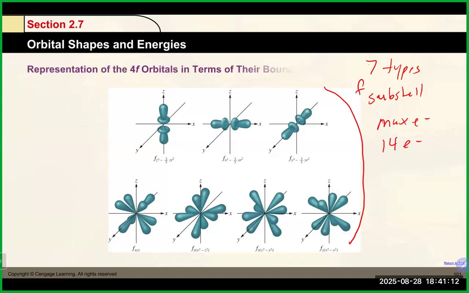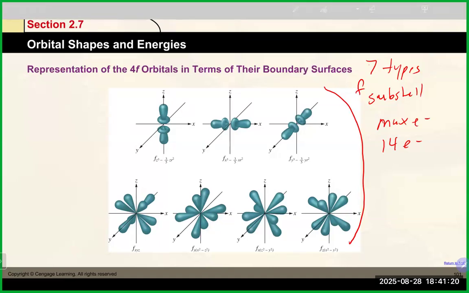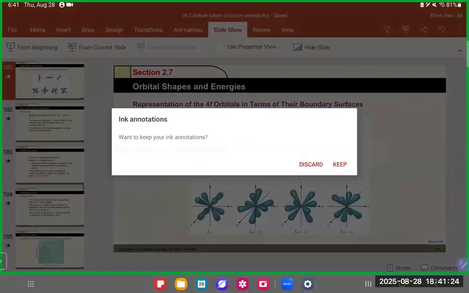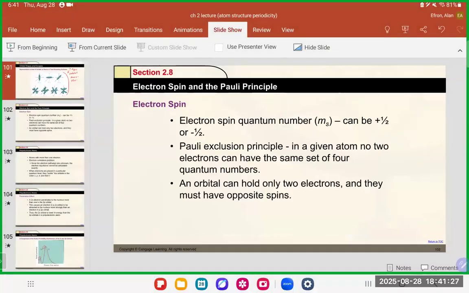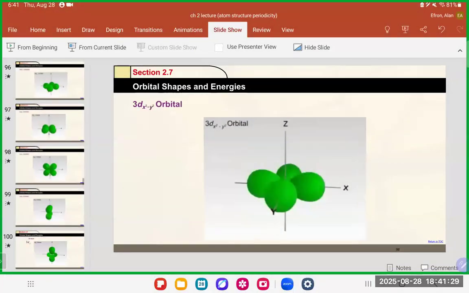All right, so let's go back to what we skipped, which is now going to explain why we have all these orbitals, and why on certain energy levels there's only this type of orbital present, and on other energy levels there are different orbitals present.